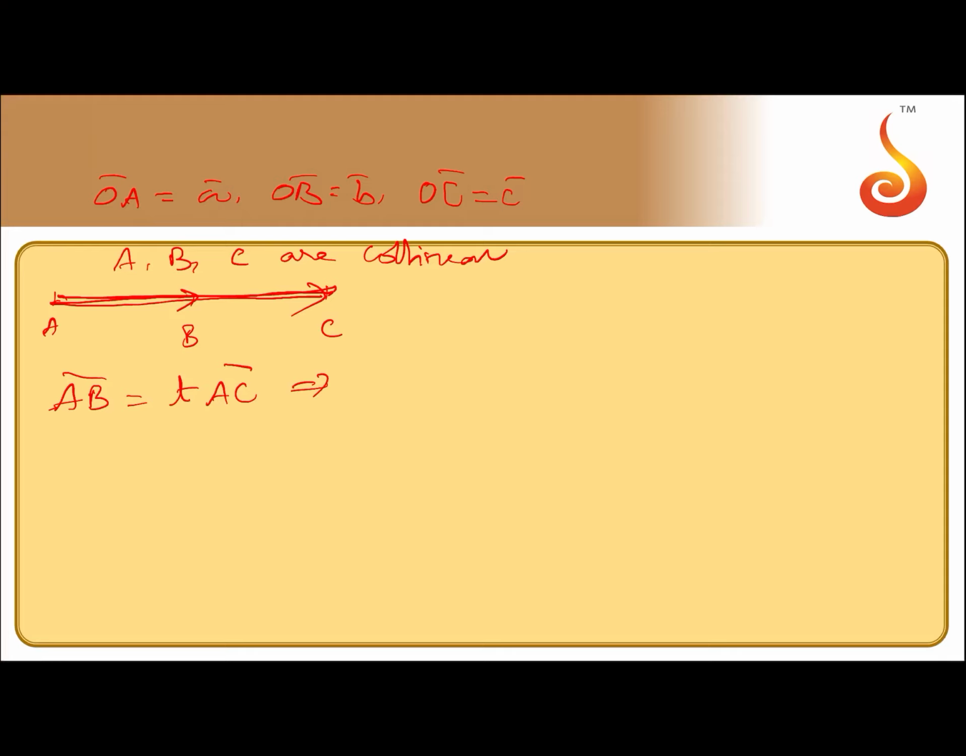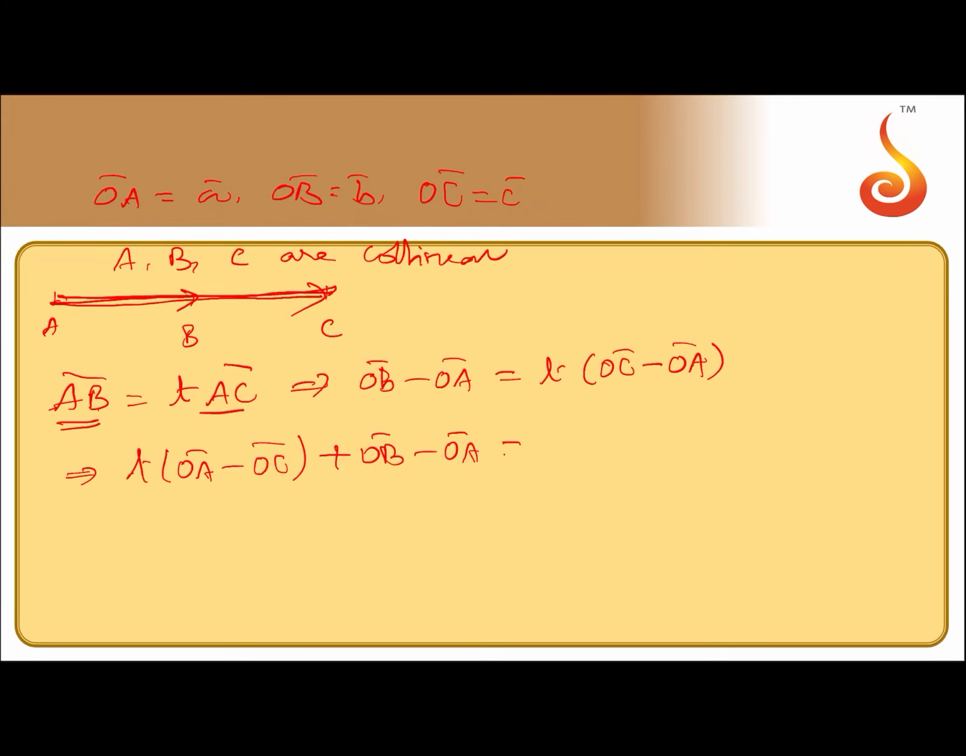So I can write this in terms of position vectors: position vector of B minus position vector of A is equal to the scalar multiplied by position vector of C minus position vector of A. And I can rewrite this by bringing them to the left-hand side. That is equal to t multiplied by OA minus OC, bringing it to the left-hand side, plus OB minus OA bar is equal to 0 bar.